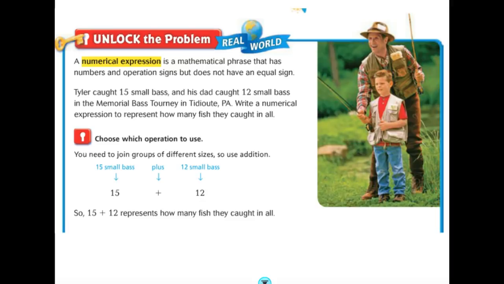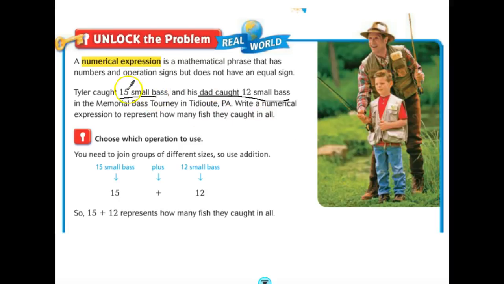Tyler caught 15 small bass and his dad caught 12 small bass in the Memorial Bass Tourney. Write a numerical expression to represent how many fish they caught in all. So I'm supposed to come up with a numerical expression with numbers and operation symbols, but I don't have to have an equal sign. So let's figure out what we're going to be doing. First of all, I know that Tyler caught 15 small bass, and I know his dad caught 12 small bass. So I'm going to come up with a numerical expression to show how many fish they caught all together.